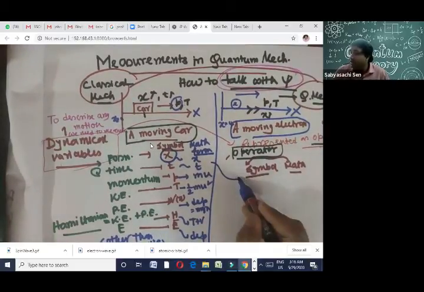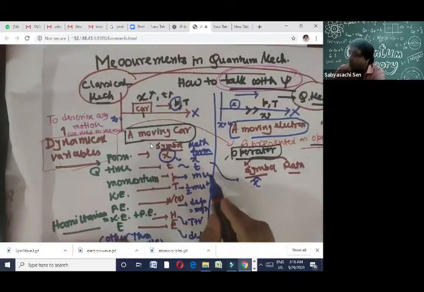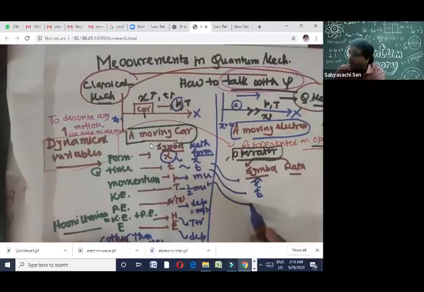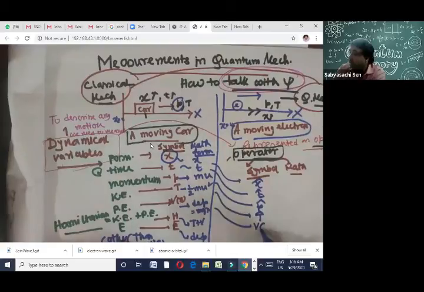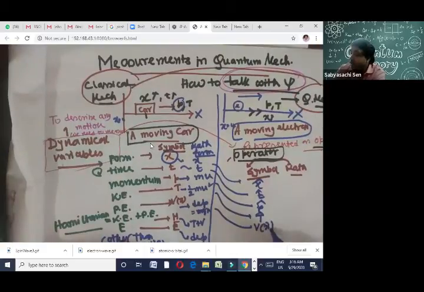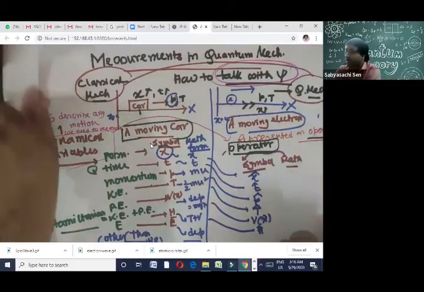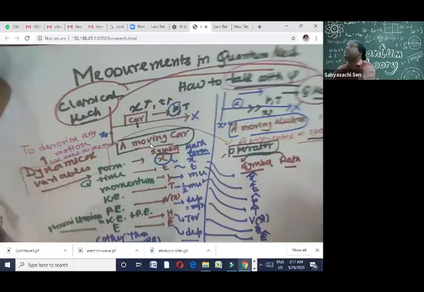So x will become x cap. t will become t cap. p will become p cap. Capital T will become capital T cap. V will become V of x cap, because it is a function of x. H will become H cap. And E will become E cap. All the classical symbols with a cap make a quantum operator.